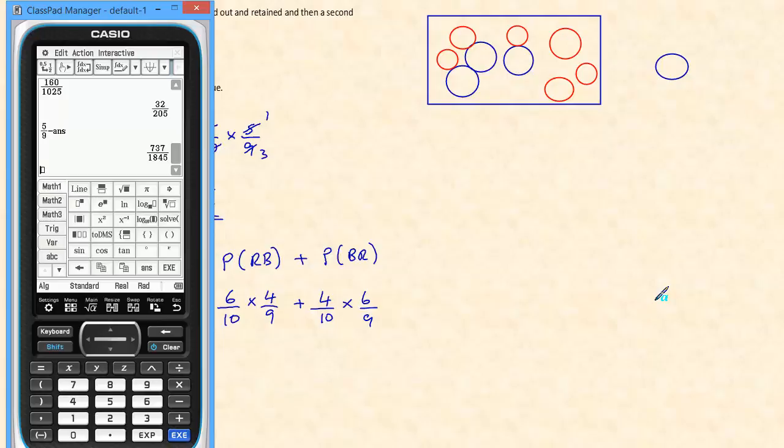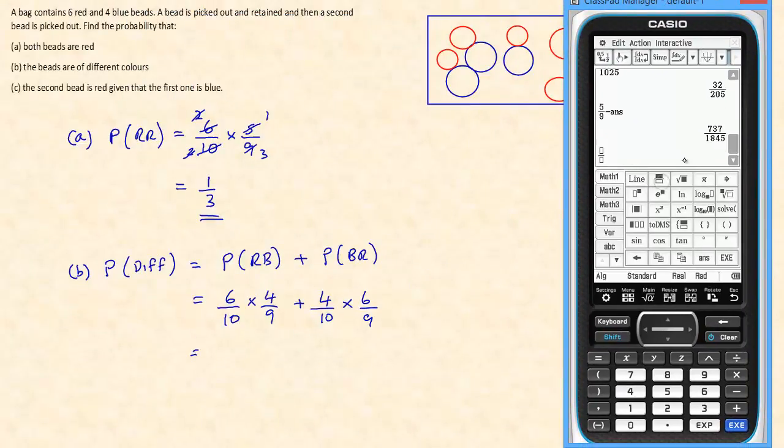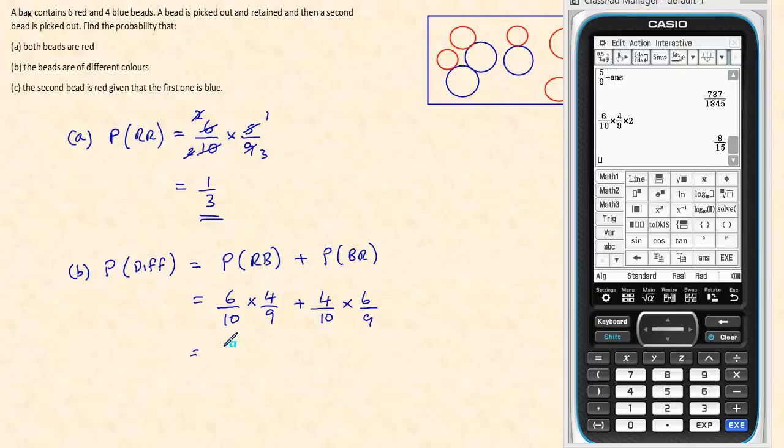So let's just use the calculator for that rather than doing all the fractions. So we've got 6 out of 10, and we're multiplying that by 4/9, and then adding that to, in actual fact it's going to be the same thing because we can see the tops are the same and the bottoms are the same. So actually I'm just going to multiply the result by 2, and that gives us 8 out of 15.